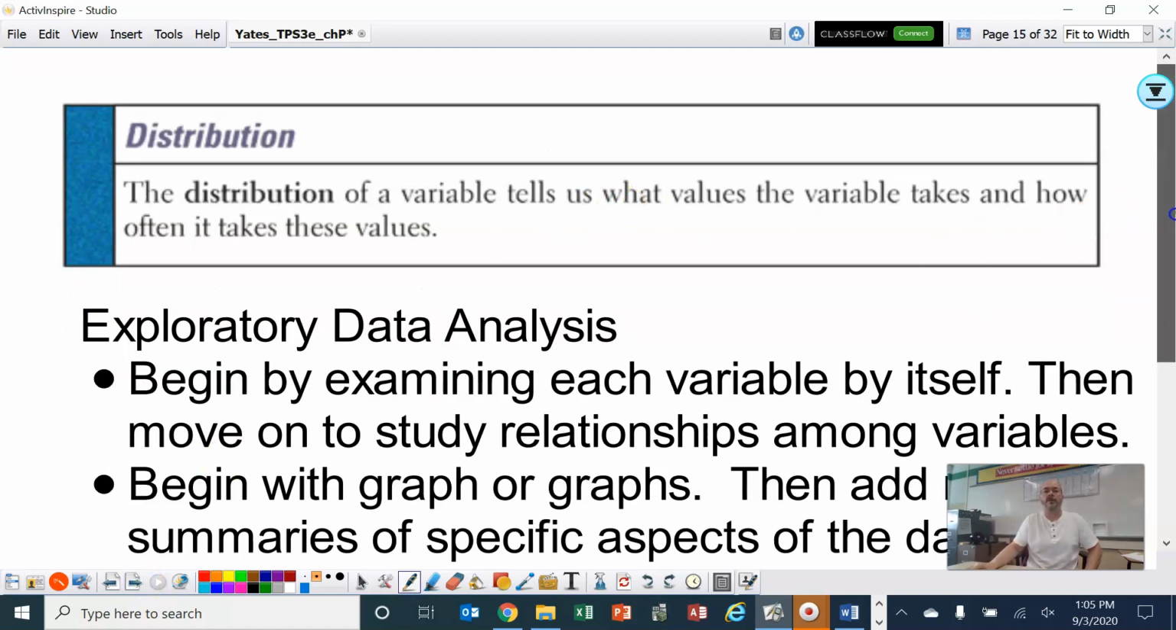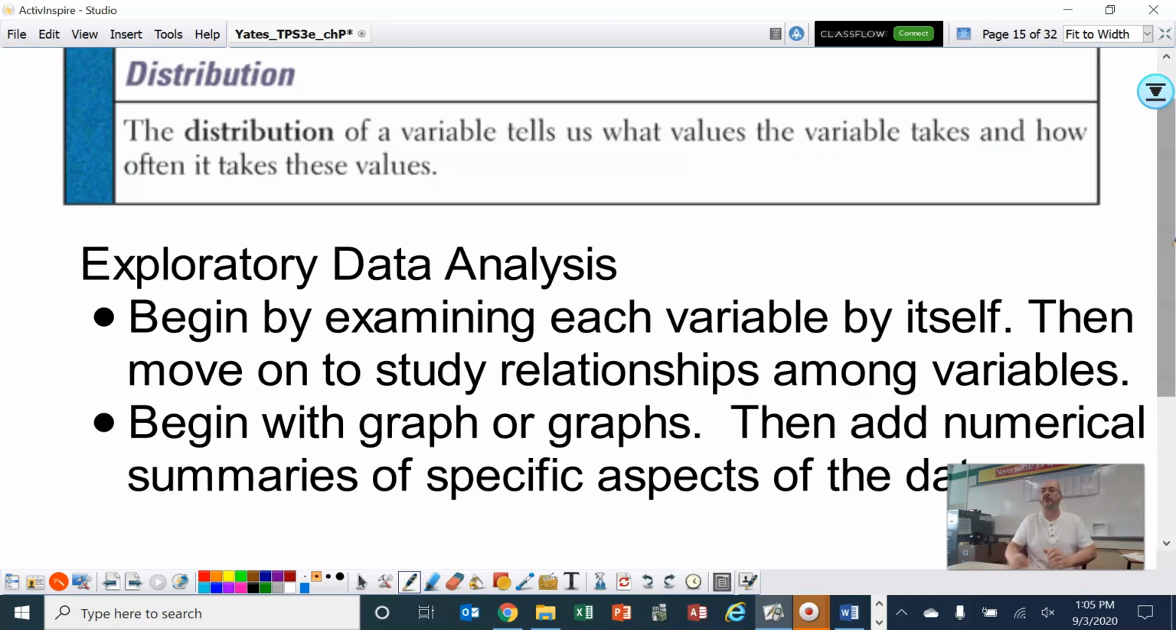Distribution. The distribution of a variable tells us what values the variable takes and how often it takes these values. If you did a survey, what's the distribution of the age of the people you took the survey for? It tells us what values the variable takes and how often it takes these values. That was just a minor example of that.